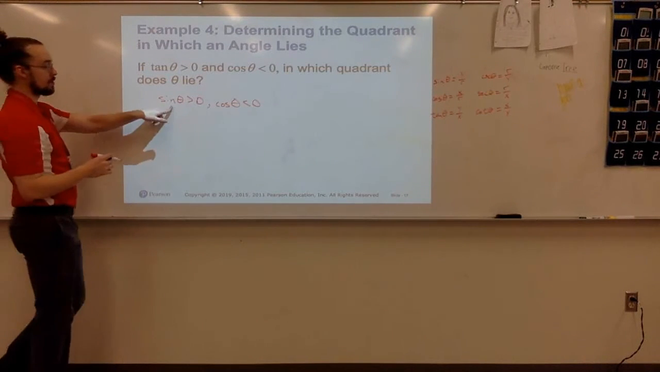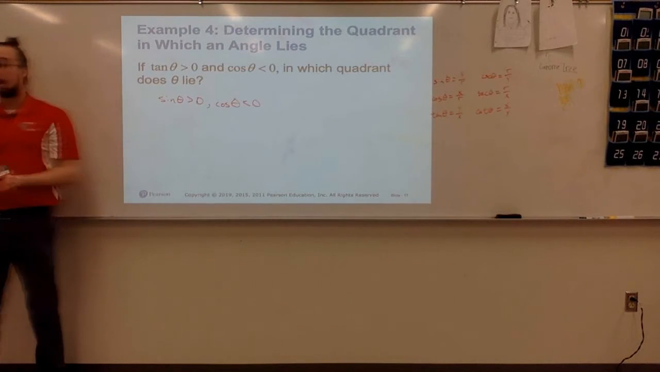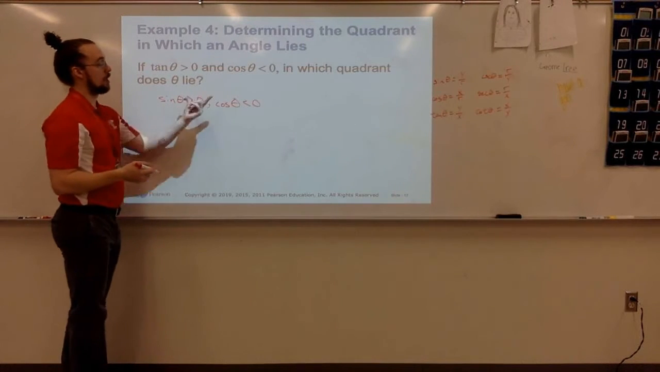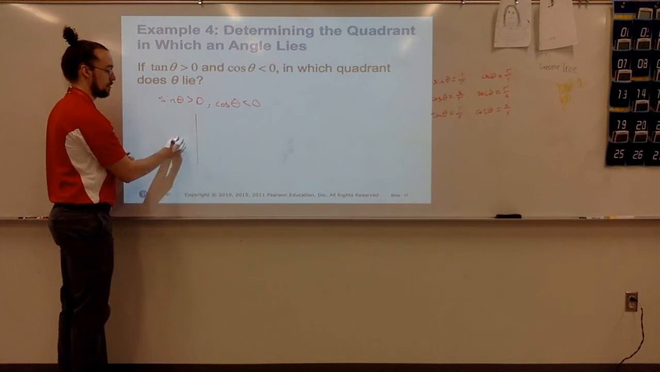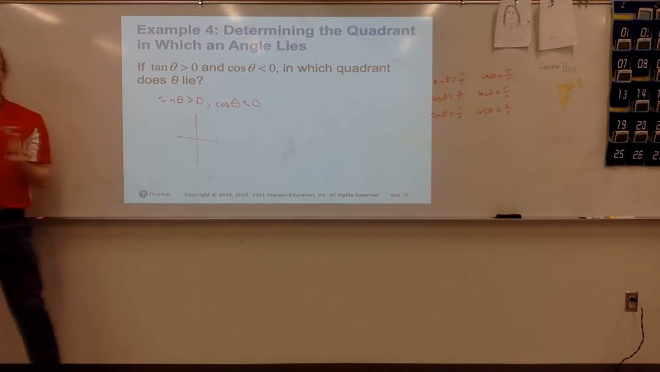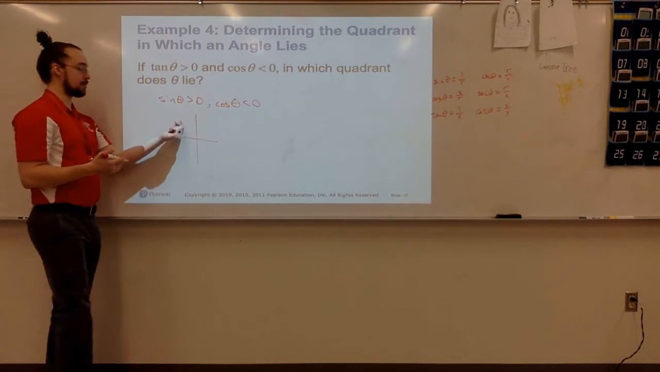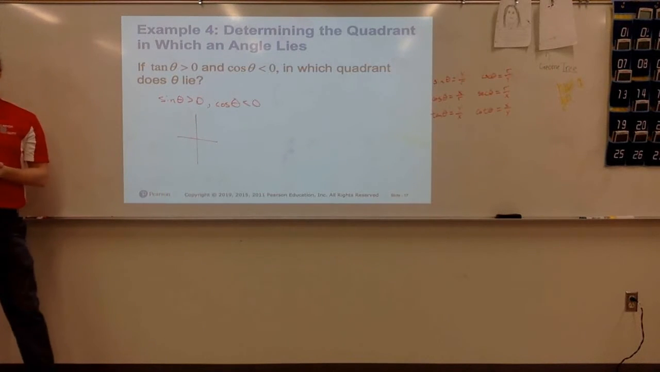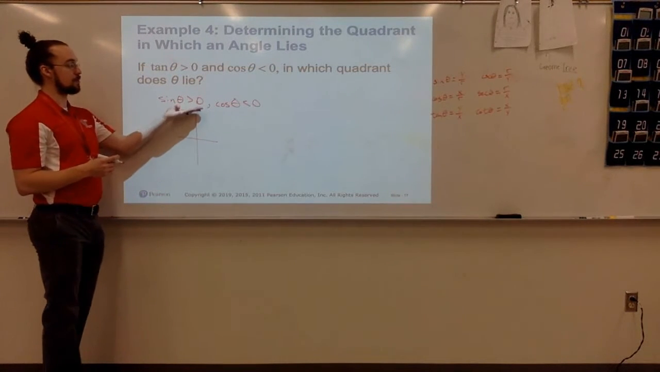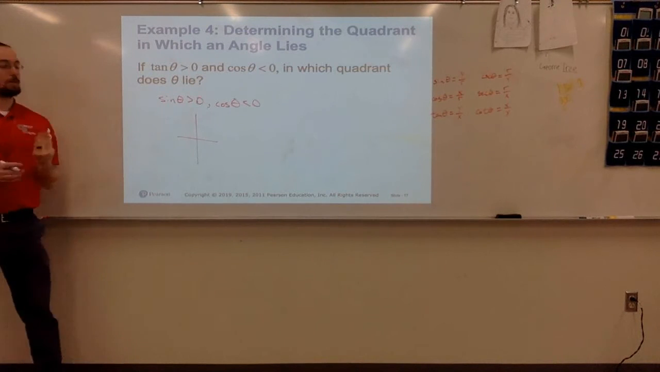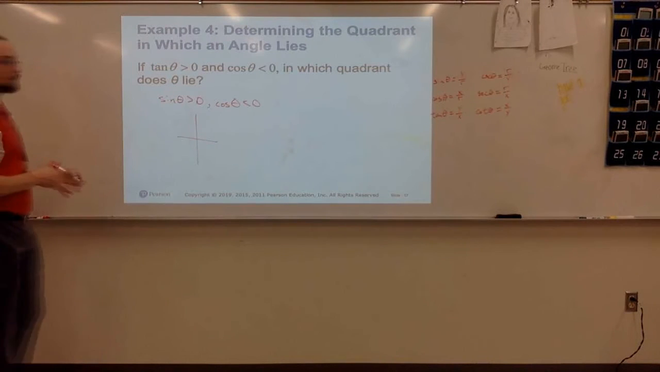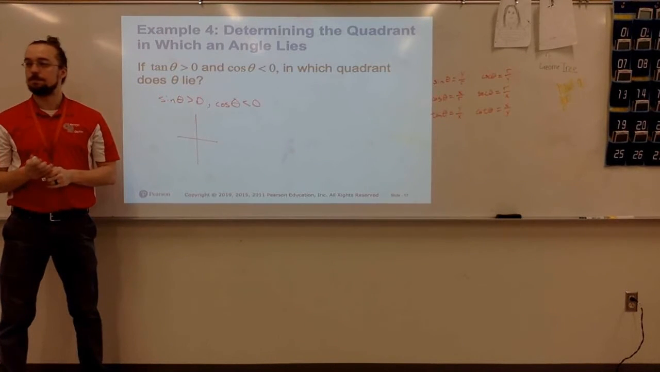If sine is positive, sine is the y value. So that tells me I'm above the x-axis. So I'm either in quadrant 1 or 2. But then if cosine is negative, that means I'm to the left of the y-axis where the x values are negative. So that would be here, quadrant 2. Okay. Sine's positive, so the y value is positive. Cosine is negative, so the x value is negative. Okay with something like that?